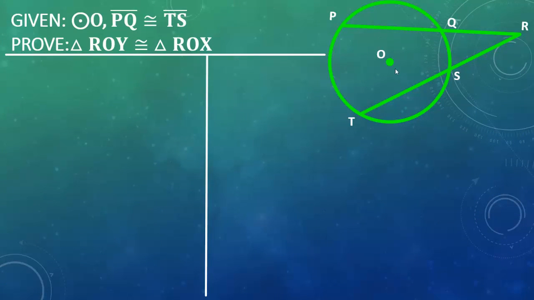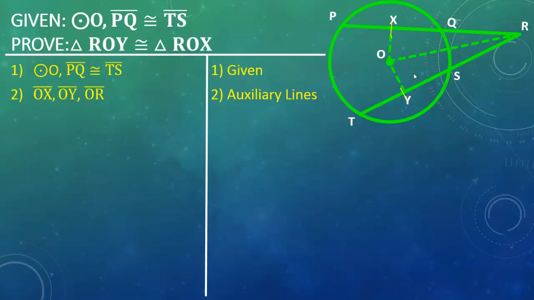So we're given circle O, and that segment PQ is congruent to segment TS. Okay, so that means that these 2, which are chords, are congruent to each other. And we need to prove the triangle ROY, oh, wait, where's ROY? Is congruent to triangle ROX. Well, where are those? We'll figure it out in just a second. So we start with our given. Simple enough. And then we can draw in those lines, that X and that Y. So we can say segment OX, segment OY, and segment OR by auxiliary lines.